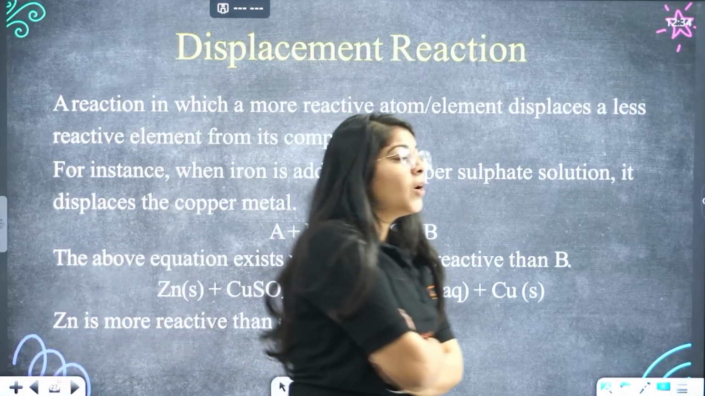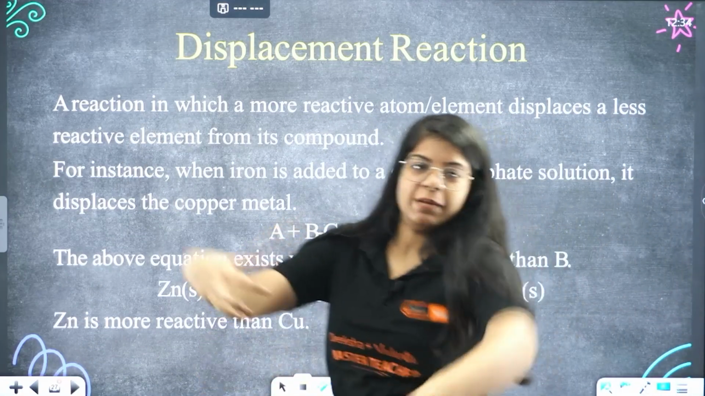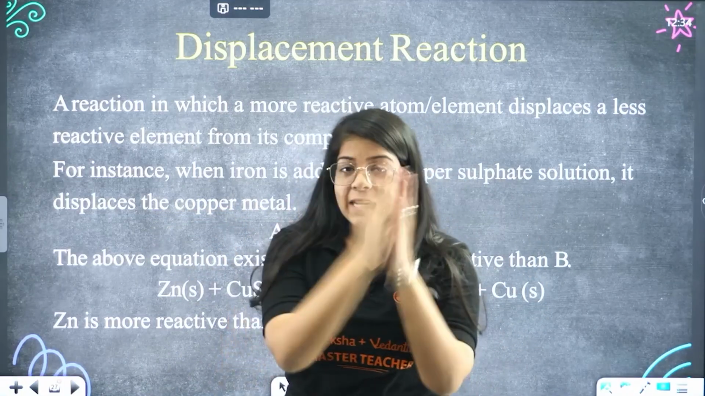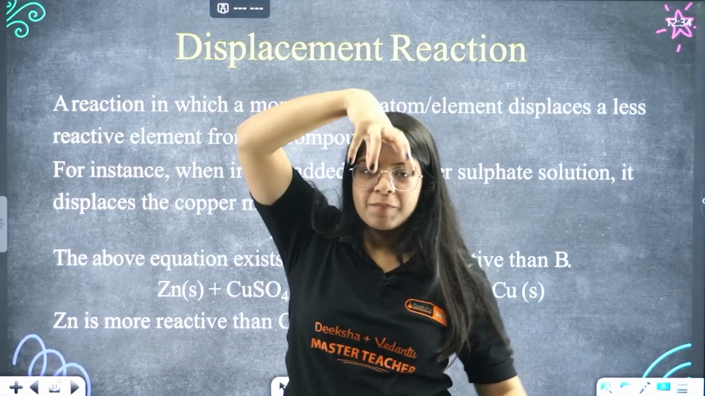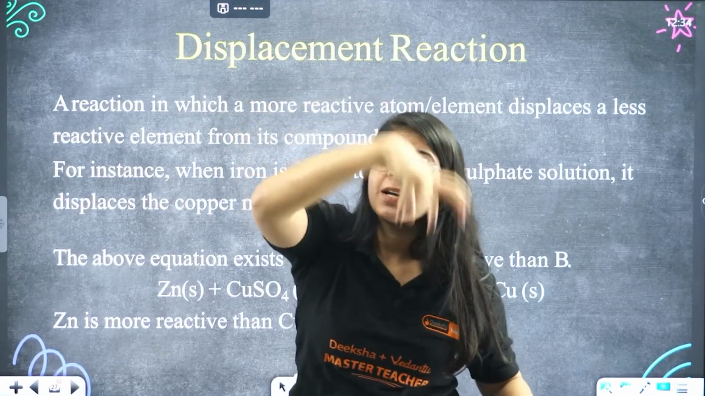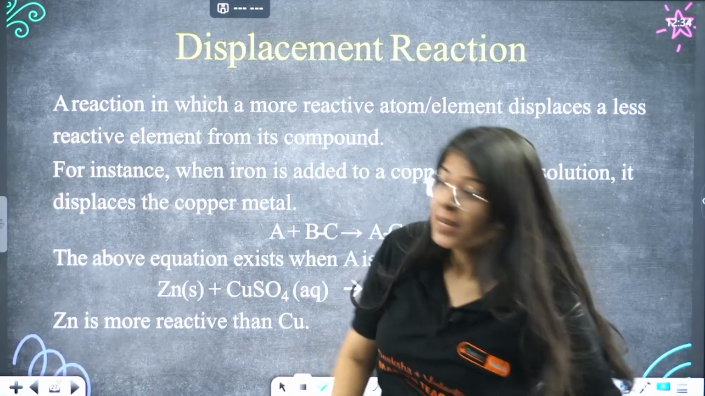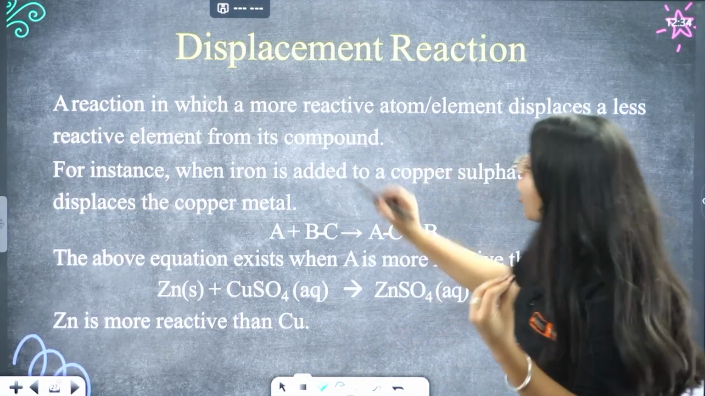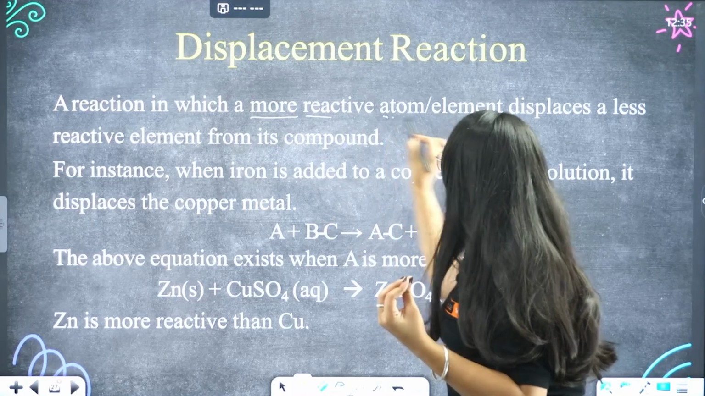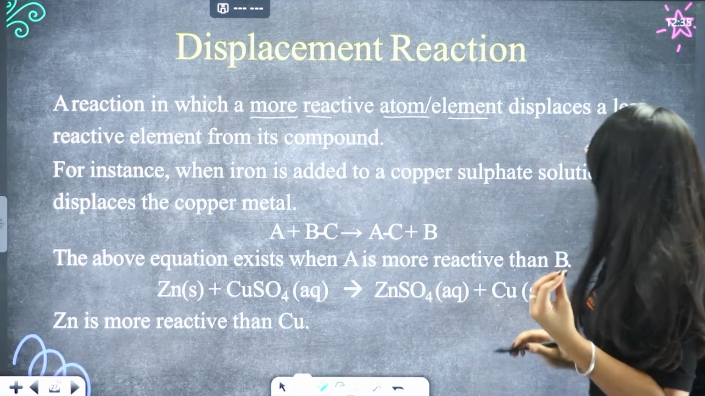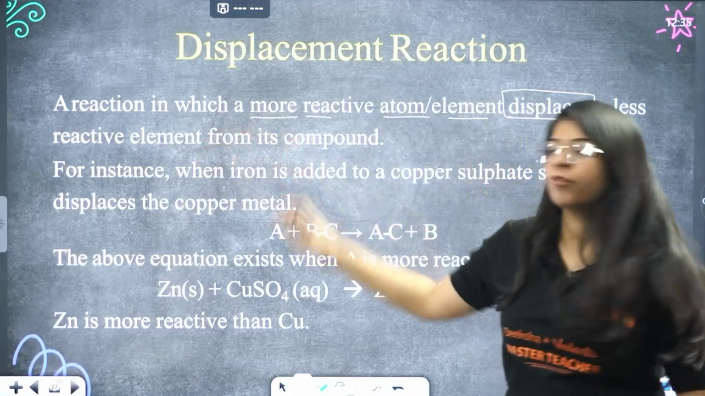Now, what is displacement? Displacement is displacement of an element. That means an element was there, some other element came, displaced it and took its position. That is called a displacement reaction. Now understand, it is a reaction in which a more reactive element, a more reactive atom, displaces a less reactive element from its compound.